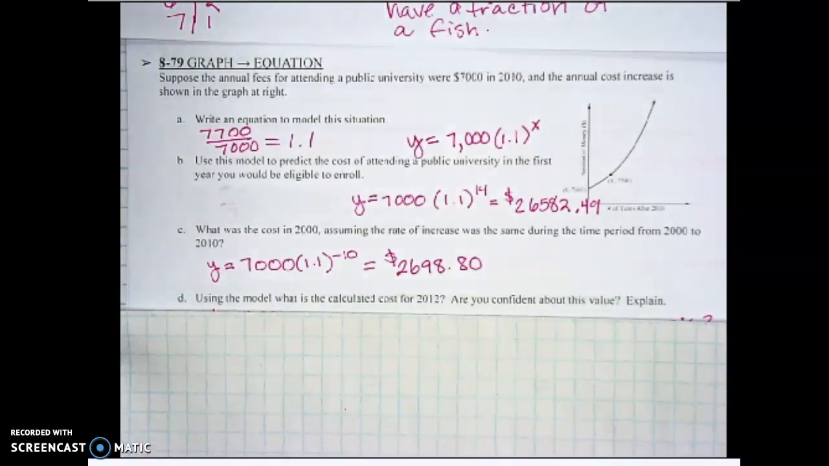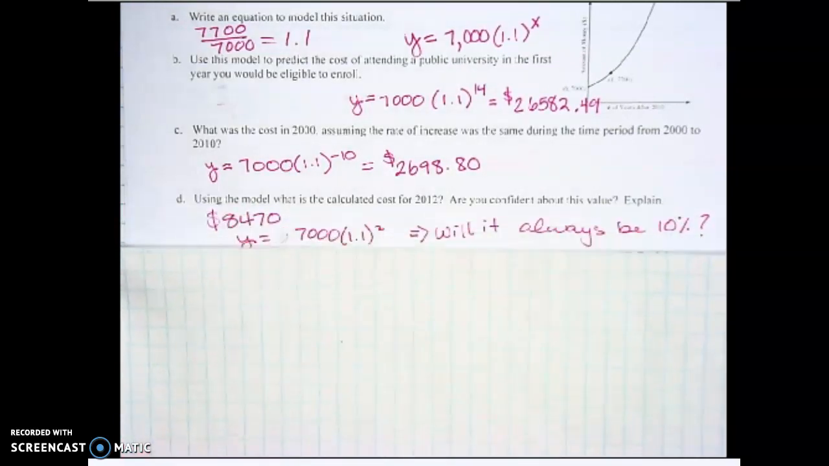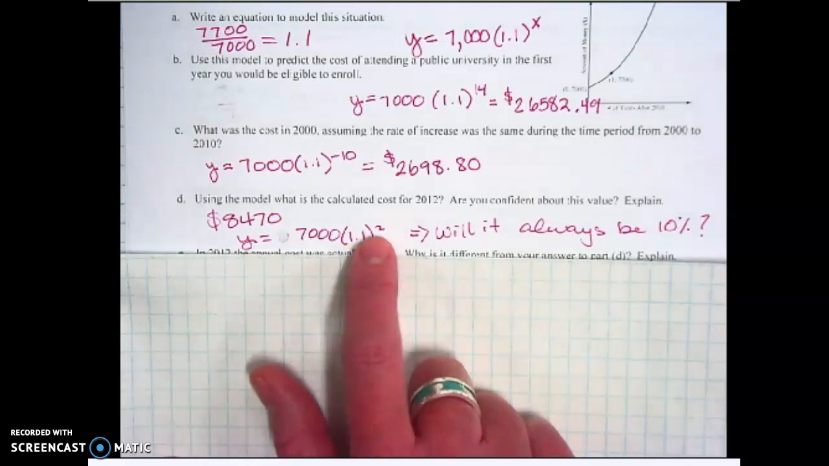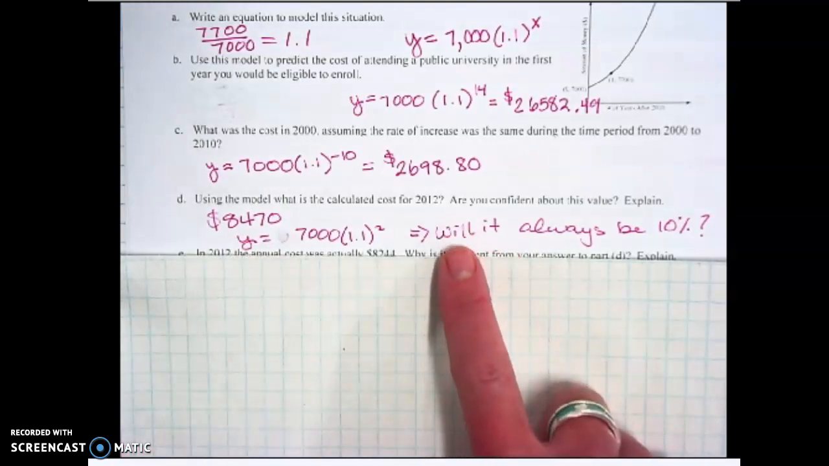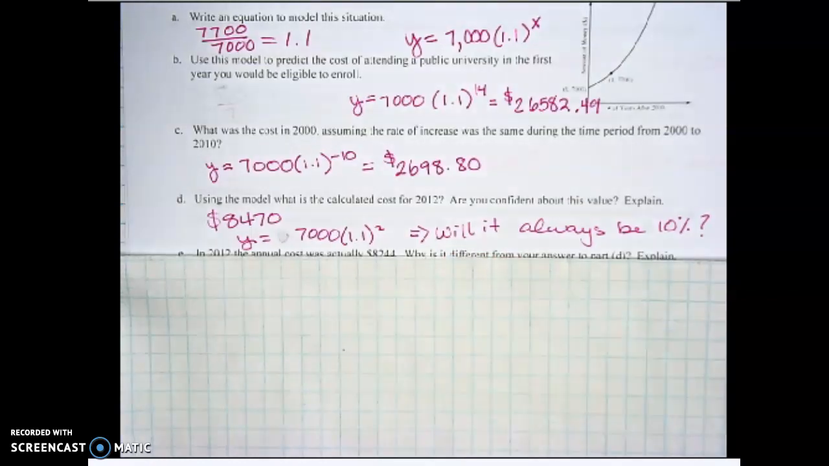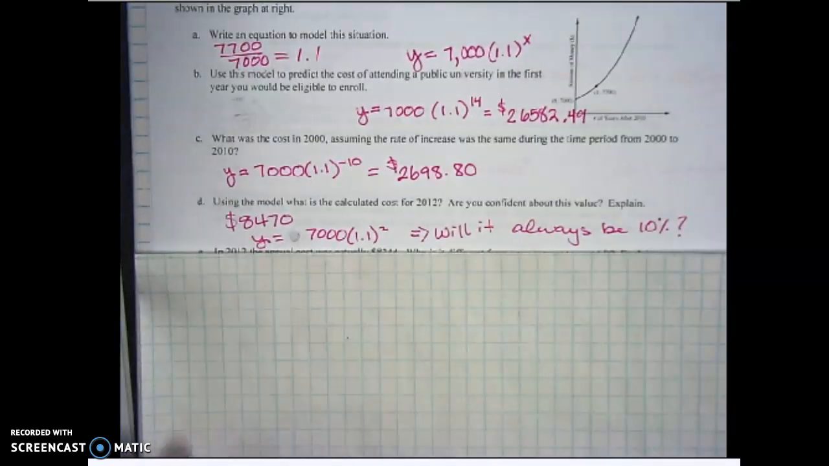Question D, using the model, what is the calculated cost for 2012? Are you confident about this value and explain? Okay, so we're going to take 1.1 to the power of 2, multiply it by 7,000, you get 8,470. And you want to know, will the increase always be 10%? When businesses or colleges increase their prices, sometimes it's by 10%, but sometimes it's only 5%, sometimes it's 12%, sometimes it's 8%. So are we confident that it's always going to be 10%? No. Not necessarily, but it's just an average, okay?